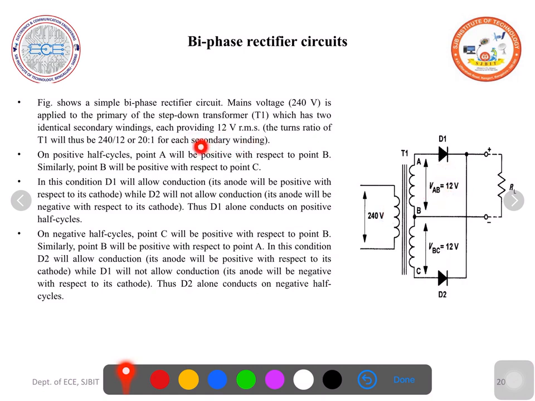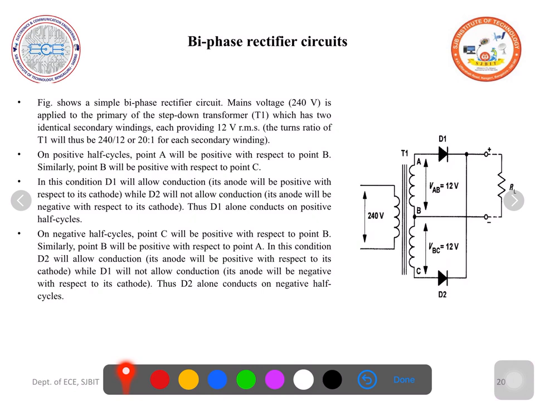Because in each secondary, upper half of the secondary and bottom half of the secondary, we need 12 volts. So 240 by 12 is 20. Here, for every 20 windings of the primary, we will have one winding at the upper half and bottom half.